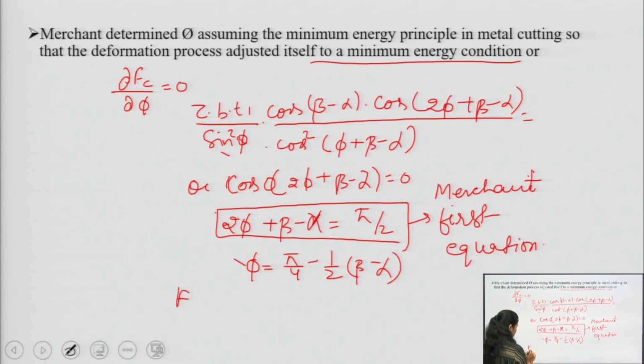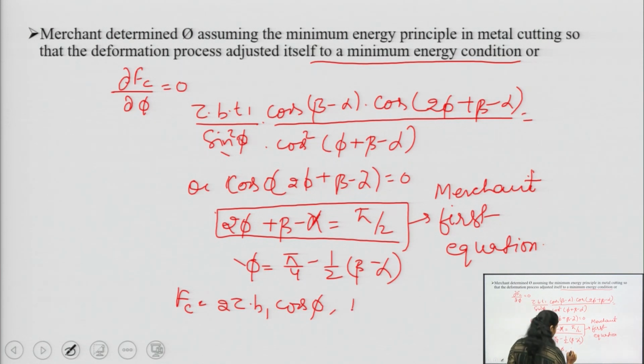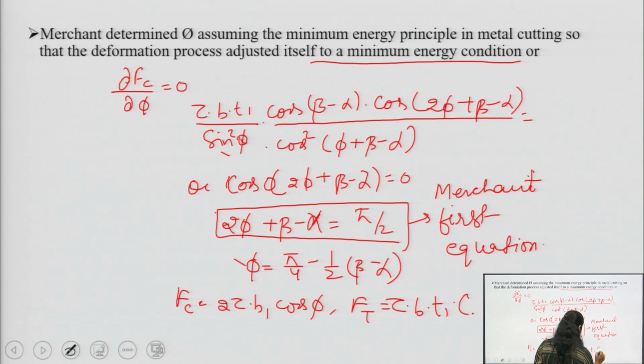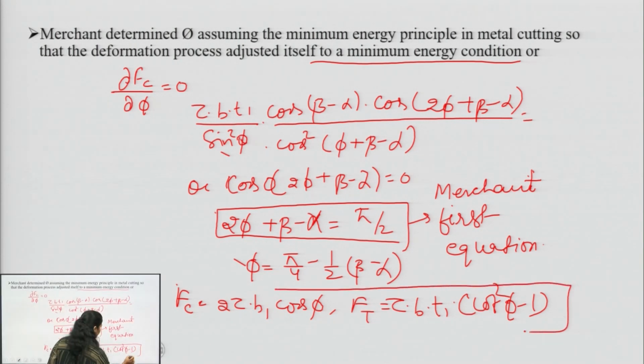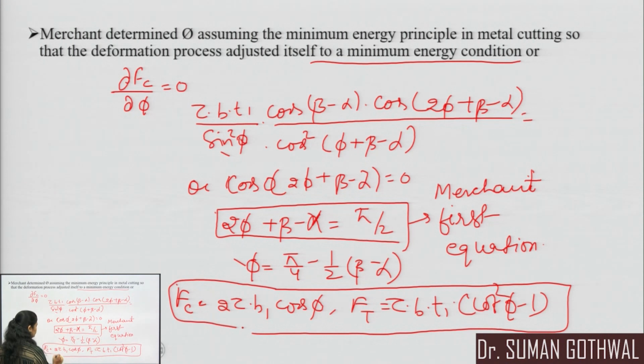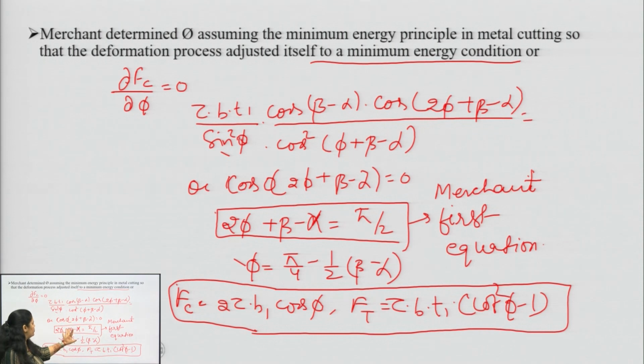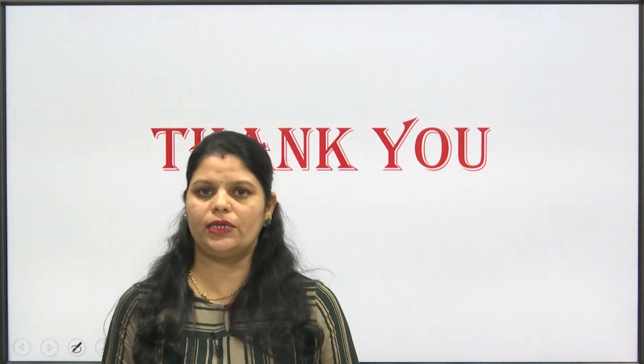okay, और Fc को हम लिख सकते हैं 2 into tau b t1 into cot phi, these two more formulas are also there, and Ft we can write down tau into b into t1 into cot square phi minus 1. So, these are the formulas which we can use when we are solving the numericals based on the merchant circle. So, this equation is very important equation from the exam point of view. So, this is all about the merchant circle. So, thank you very much for listening to the lecture.